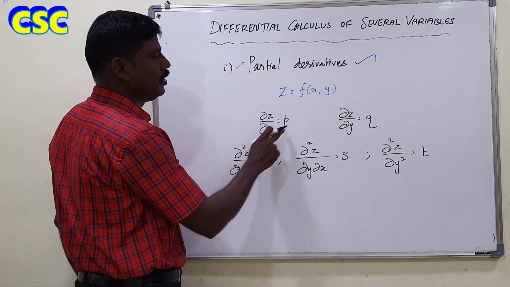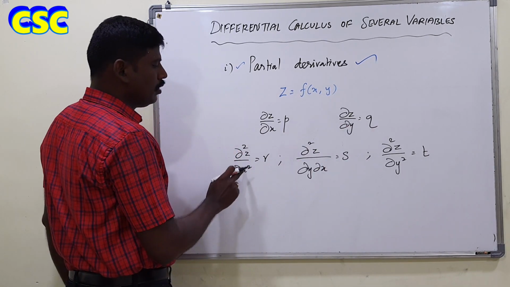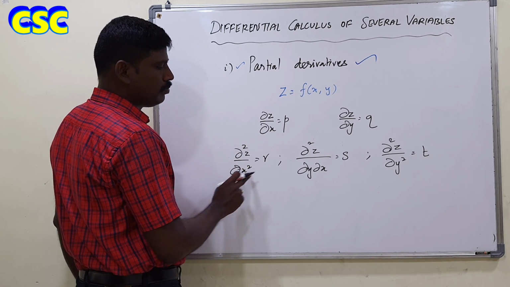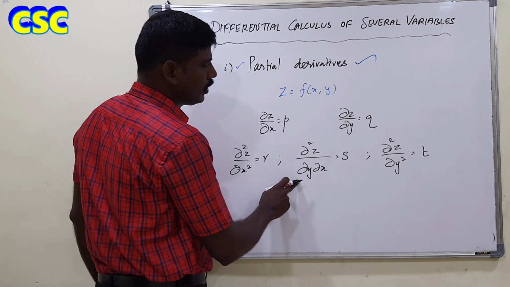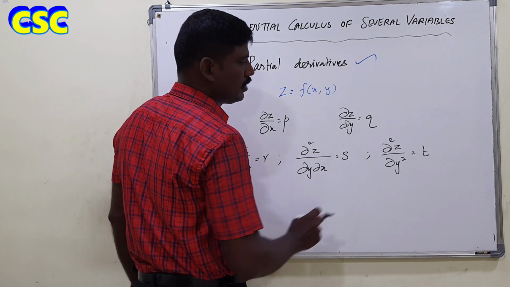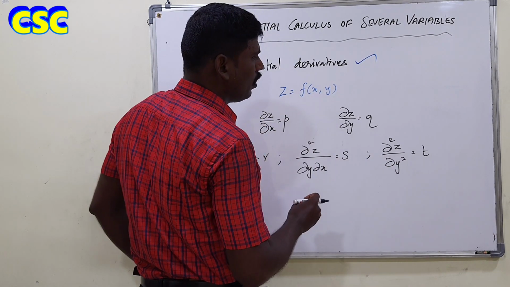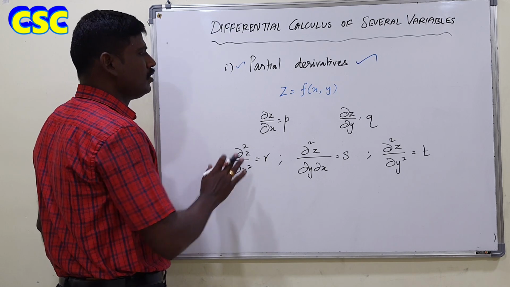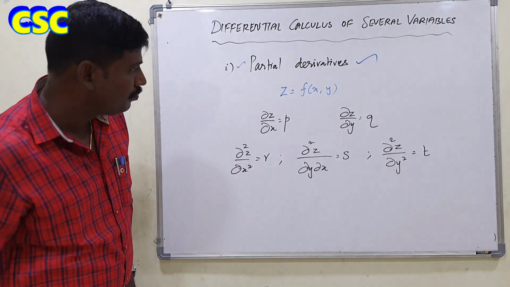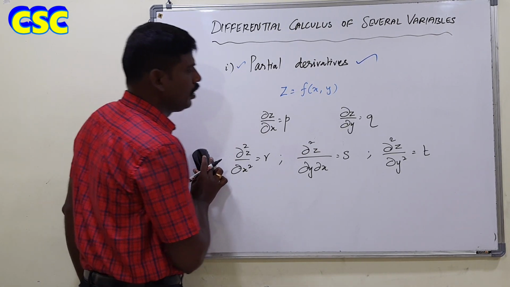Dou z by dou x is p, the partial derivative of z with respect to y is q, and the partial derivative of z with respect to x two times is r. Same like that, the partial derivative first in x and then y is s, and the partial derivative of z with respect to y two times is called t. So just keep these symbols in your mind. We will use these symbols in our problems.